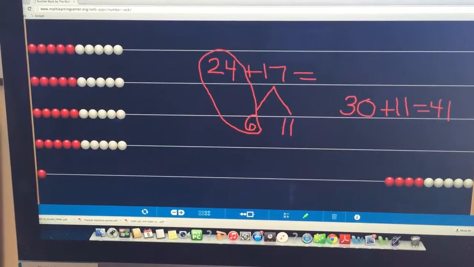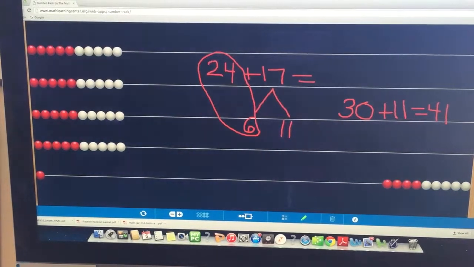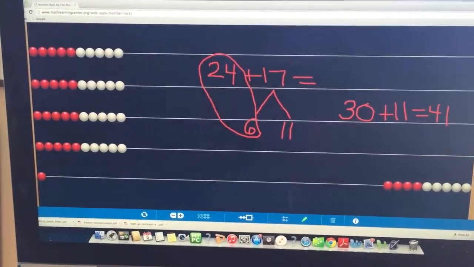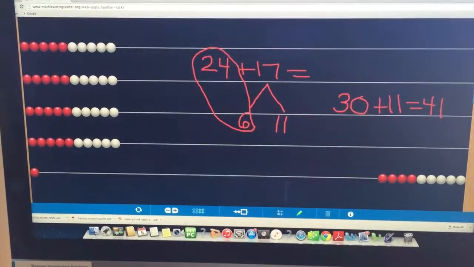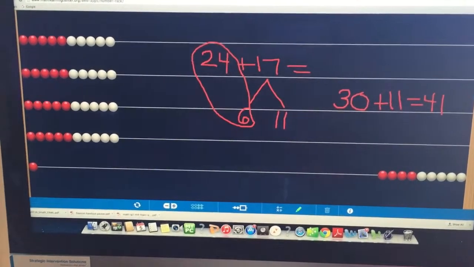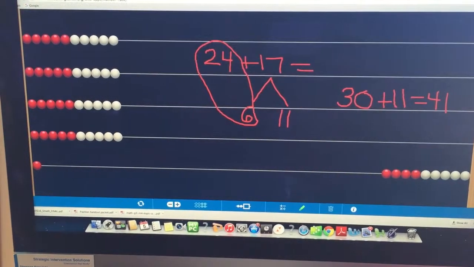So in this example, again, our concrete tool was the abacus, our pictorial representation was the number bonding showing our mathematical thinking, and the abstract is the actual problem that we solved when we saw it at the end.